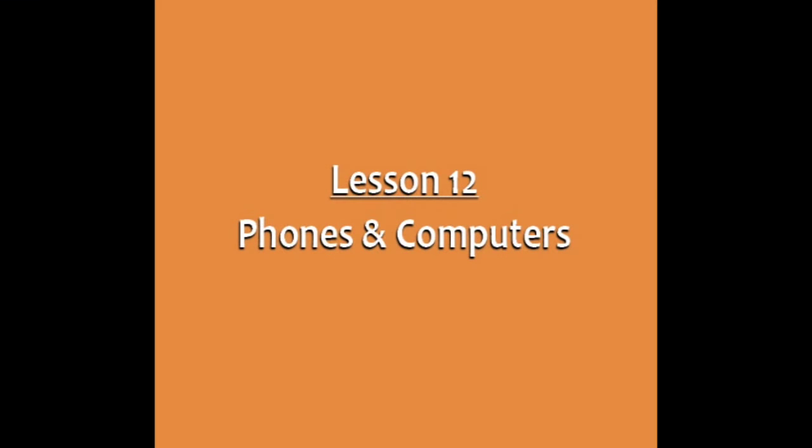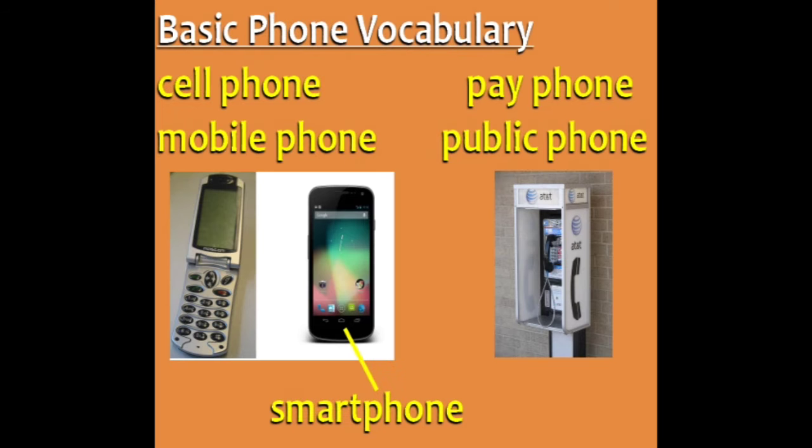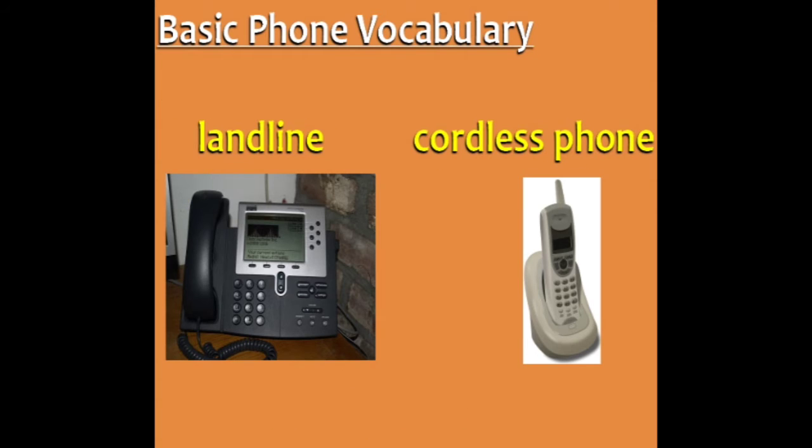Lesson 12. Phones and Computers. Basic phone vocabulary. There are different types of phones. Cell phones or mobile phones. A cell phone with more advanced capabilities is called a smartphone. Pay phones or public phones. The regular telephone you have in your house is called a landline, to differentiate it from a cell phone. This type of phone is called a cordless phone because it is not connected by a cord.